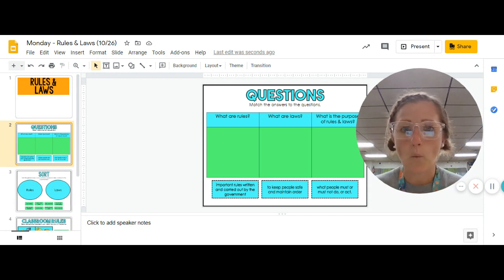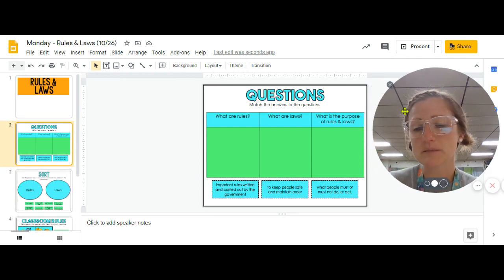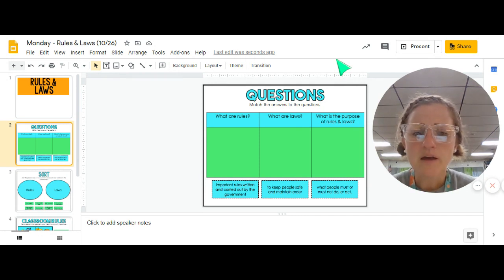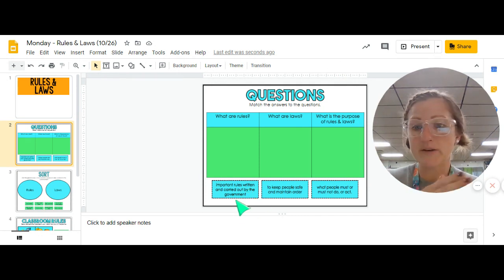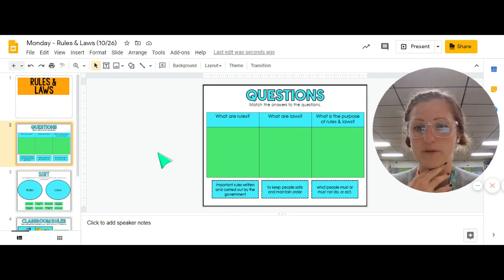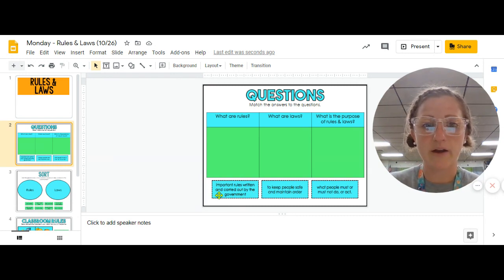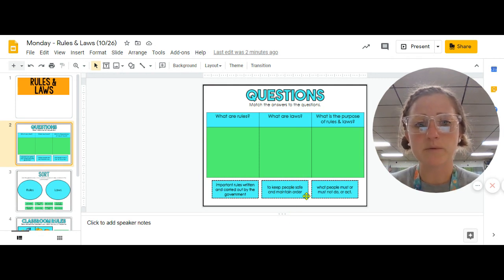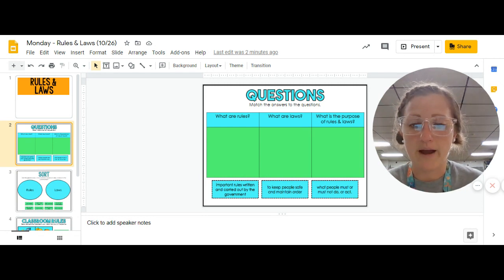What are rules? What are laws? And what is the purpose of rules and laws? Purpose means, why do we have them? What's the point? So if you think about the three choices you have and you're not quite sure, sometimes you can rule out which one doesn't fit where. So one of them says important rules written and carried out by the government. One of them says to keep people safe and maintain order. And one says what people must or must not do or act.